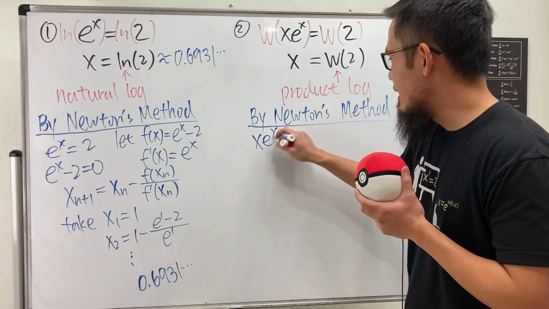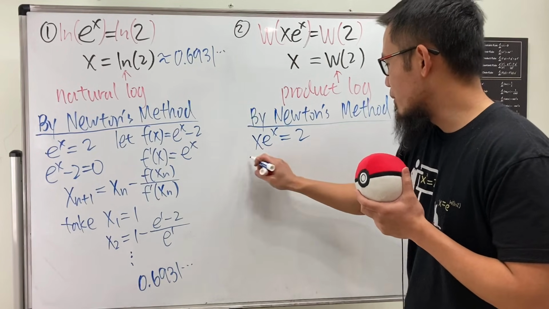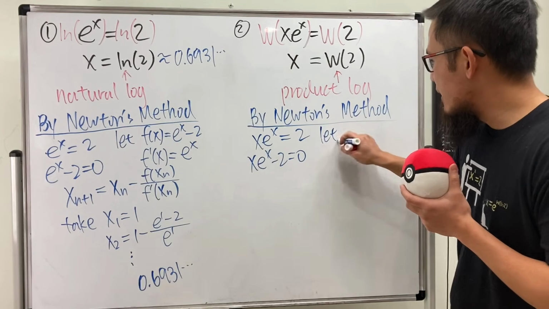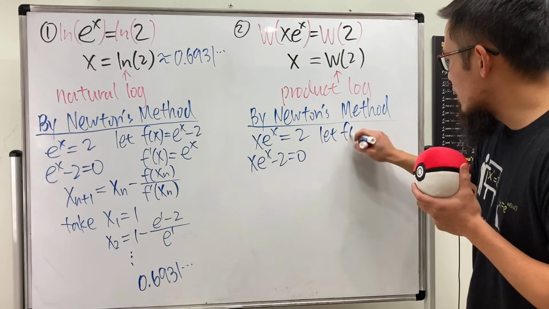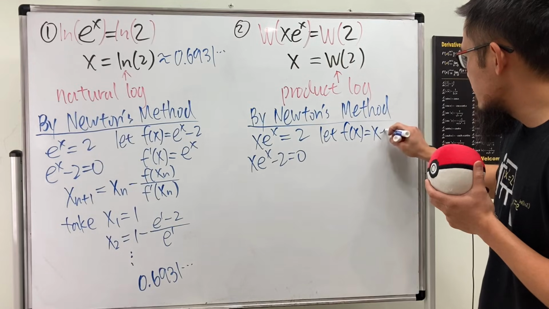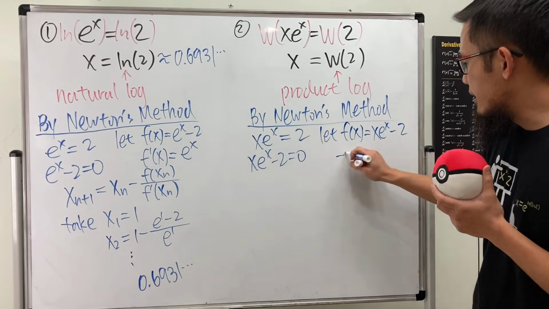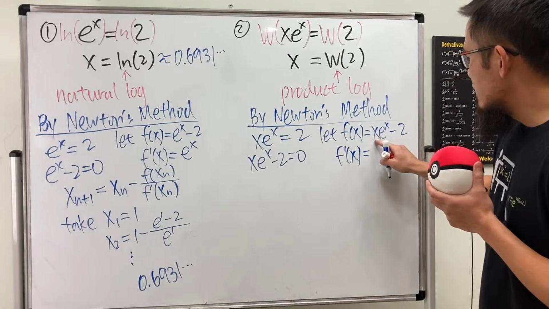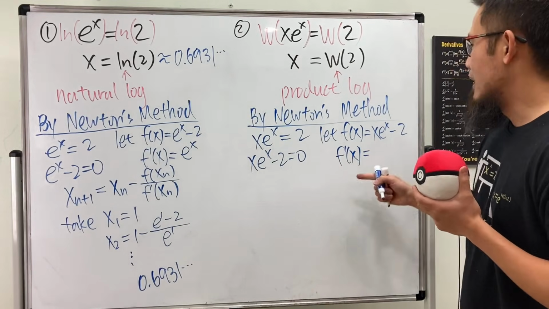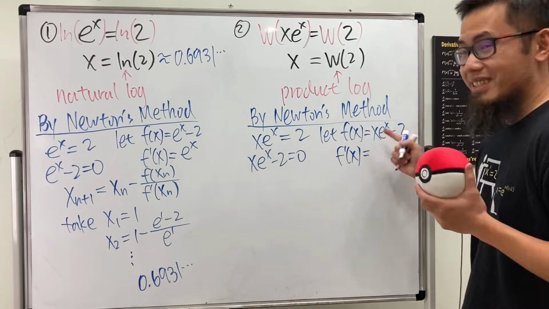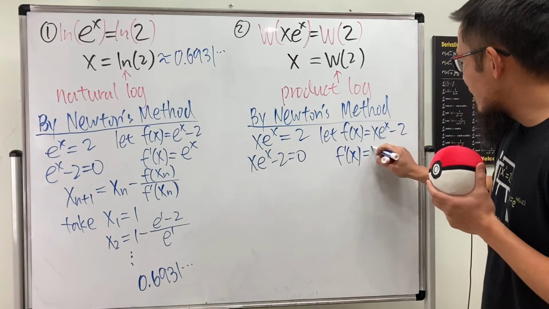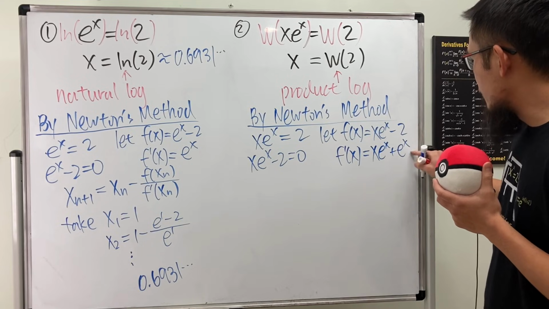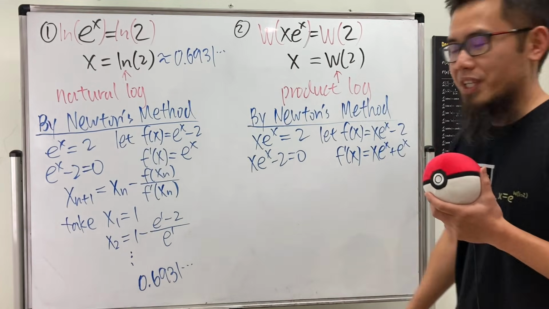x e to the x is equal to 2, so minus 2 on both sides. x e to the x minus 2 is equal to 0. Then define this part to be your function. So we have f of x is equal to x e to the x minus 2. And then we also need our derivative. Have a look, this right here, we need the product rule for the derivative. First one times the derivative of the second one plus the second one times the derivative of the first one, which is 1. So this is the derivative.